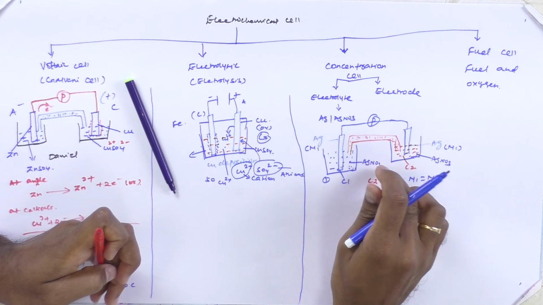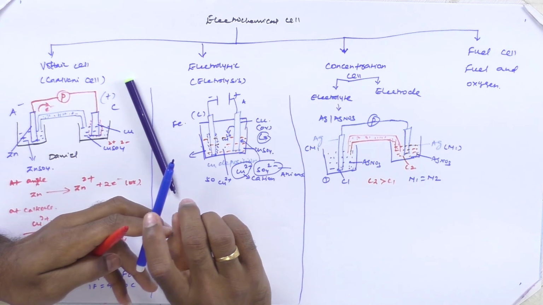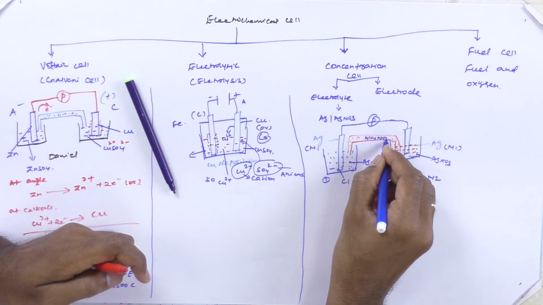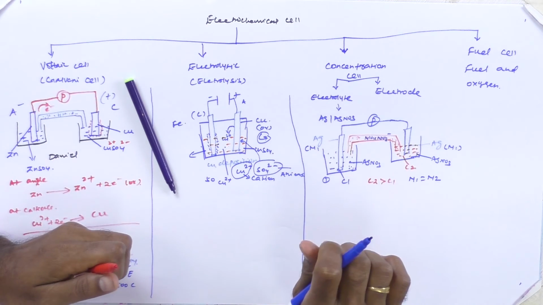So the common anion over here is NO3 minus. So such a solution will be taken over here. For this we can go for ammonium nitrate, NH4NO3, which has the common NO3 minus. Alright, now this is the complete setup of an electrolyte concentration cell.